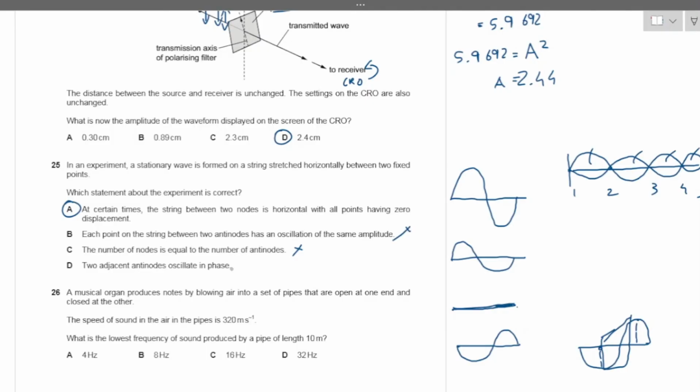Similarly, two adjacent antinodes oscillate in phase. That's wrong. This one is going up, this antinode, and this antinode over here is going down. They're completely out of phase or anti-phase in this case. So option D is also wrong. Option A is correct.